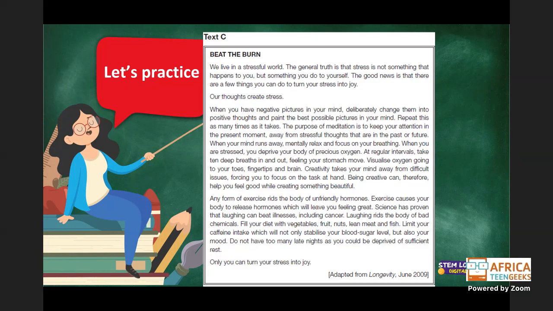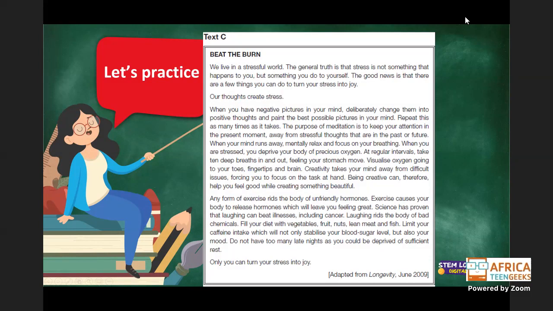Fill your diet with vegetables, fruit, nuts, lean meat, and fish. Limit your caffeine intake, which will not only stabilize your blood sugar level, but also your mood. Do not have too many late nights, as you could be deprived of sufficient rest. Only you can turn your stress into joy. So the text has been adapted from Longevity. So that's June 2009.